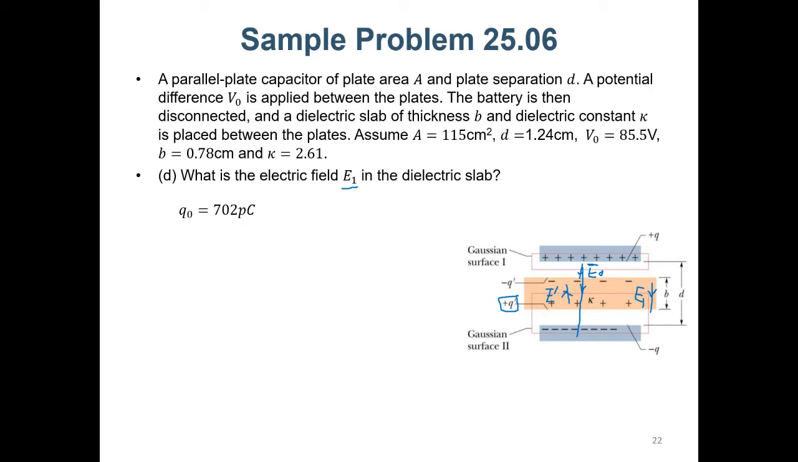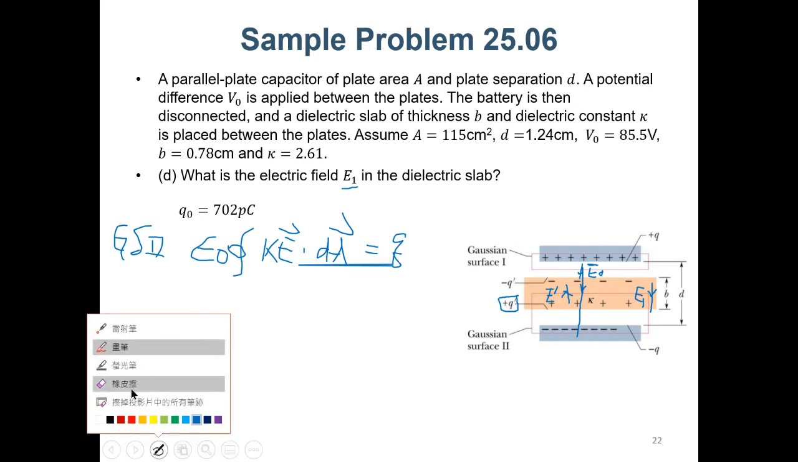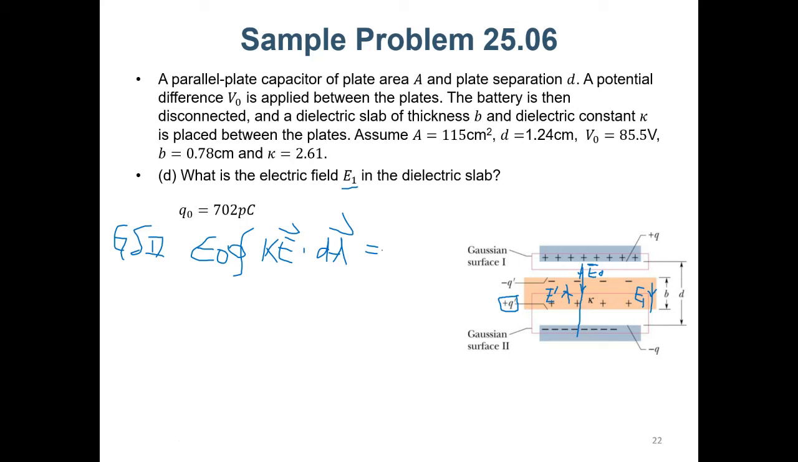But actually, we don't really consider it in the Gauss law. So here, when we try to calculate E1, we consider the Gauss surface 2. So it will become epsilon naught integration of kappa E dot dA equals negative Q.